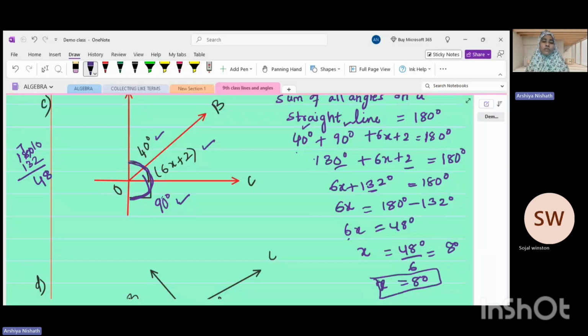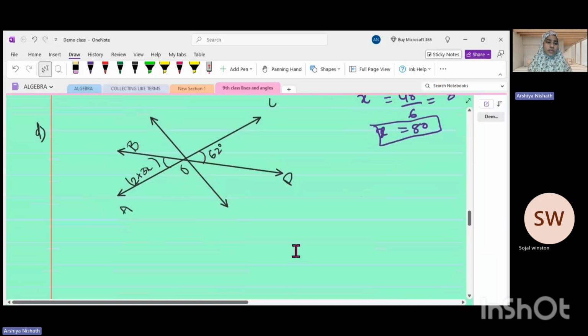How to find the unknown value? We have to just check what is the relation between the angles. The angles are given: they are forming a straight line, or they are forming a complete angle, or they have any other relation, like vertically opposite angles. Like that we have to understand. Okay.